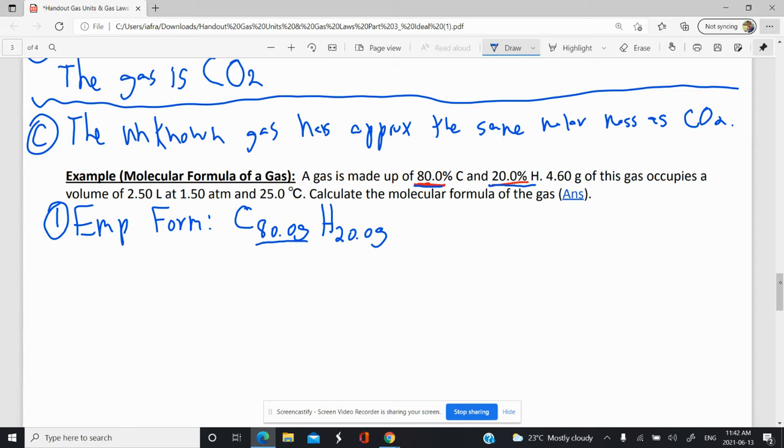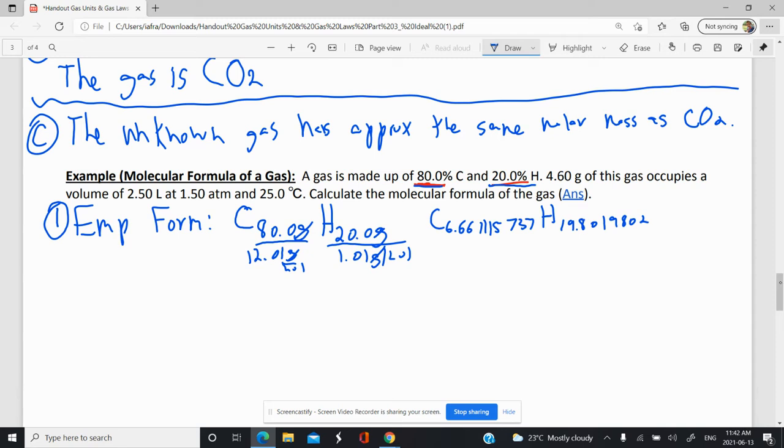And so we're going to divide by our molar masses. So 12.01 grams per mole here. Cancel that. Divided by 1.01 grams per mole. Cancel that. And we're going to get, so we have 80 divided by 12.01. And we're going to get C 6.661115737. And then H is going to be 20 divided by 1.01. And we'll get about 19.8019802. And don't forget that's in moles.